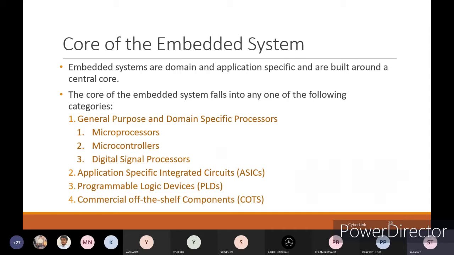With respect to the central core, the embedded system will be running. There are domain and application specific areas which are built around the central core. The core of the embedded system falls into any one of the following categories. Whatever core we are using, that is the main part.